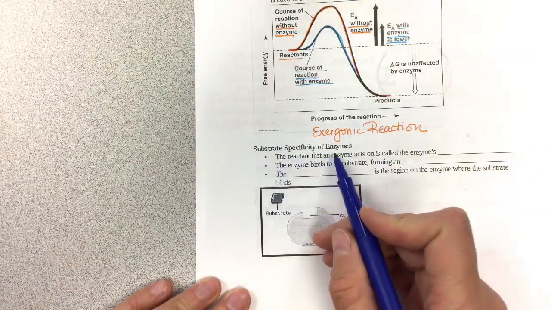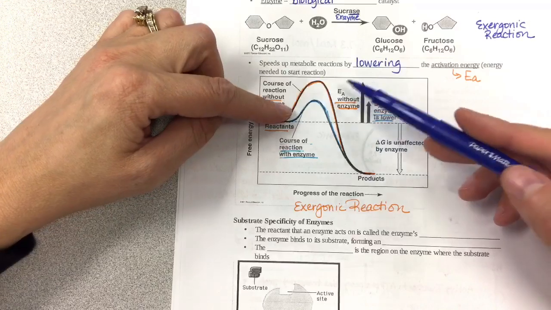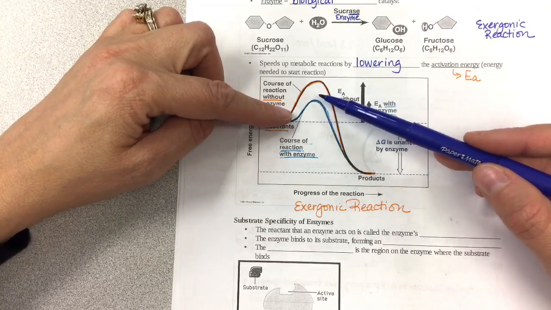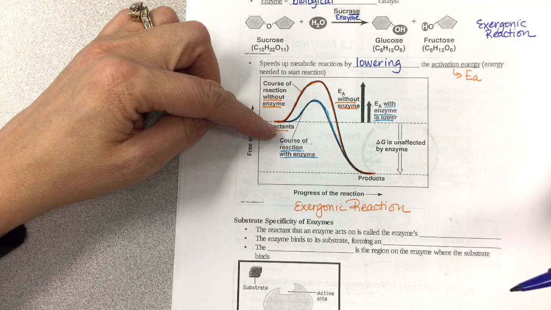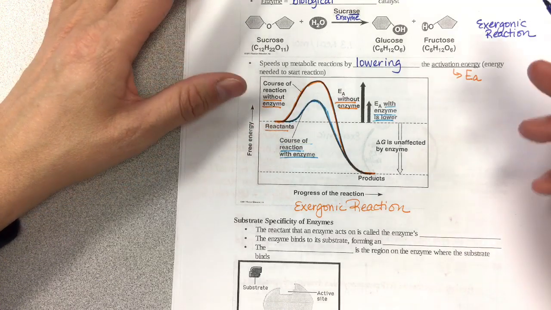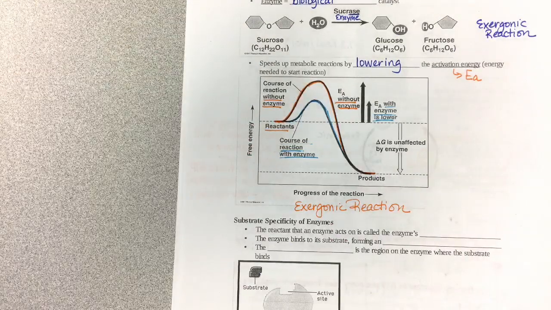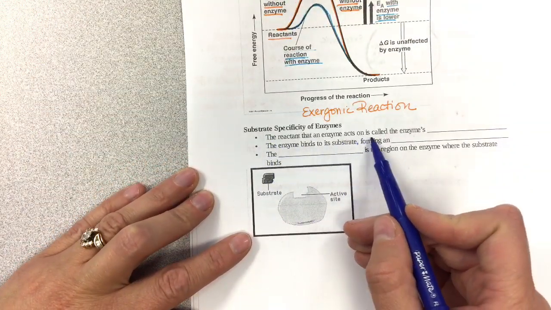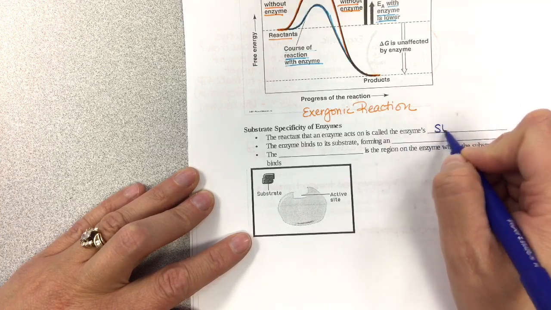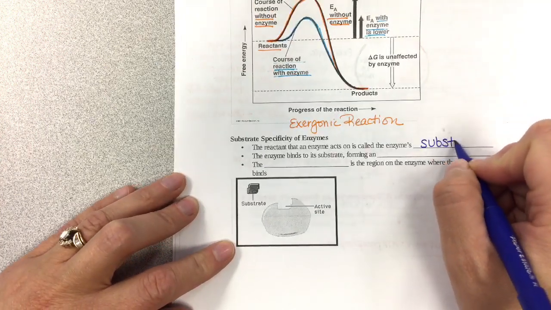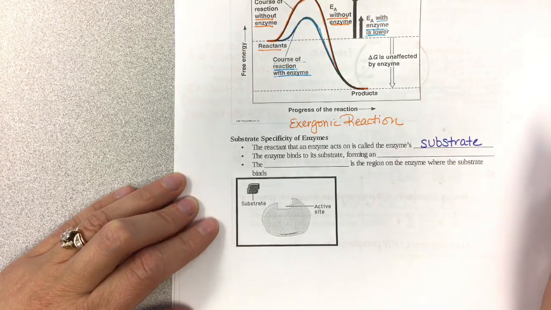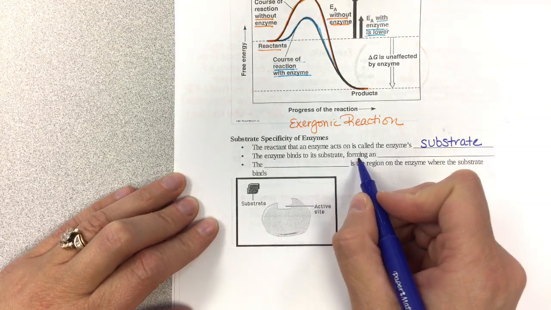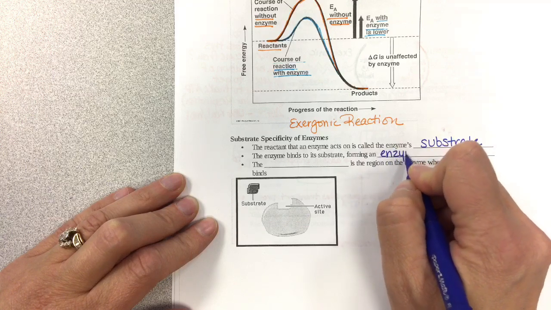So, substrate specificity of enzymes. We just talked about how enzymes lower the activation energy and therefore make the reaction happen quicker. Let's talk about how they do that. How do they lower the activation energy? They are very specific. The reactant that an enzyme acts on is called the substrate. The enzyme binds to a substrate, forming what we call an enzyme-substrate complex.